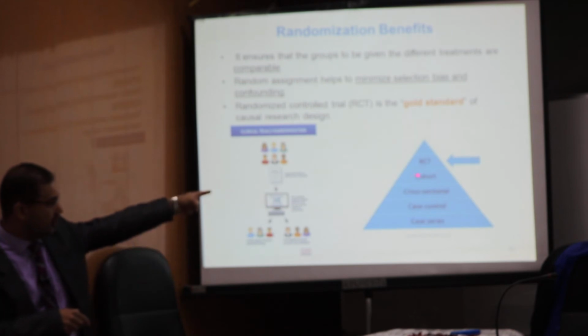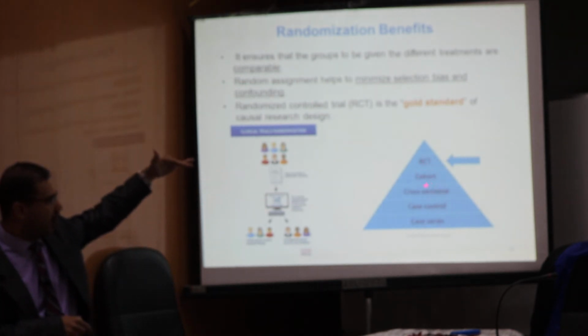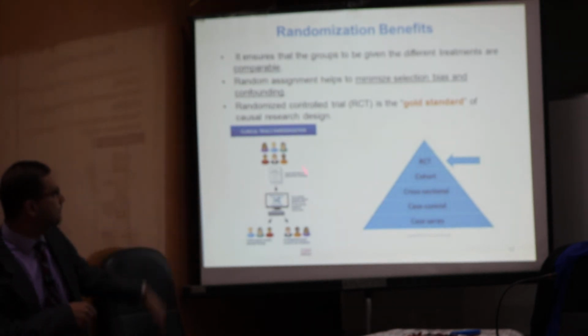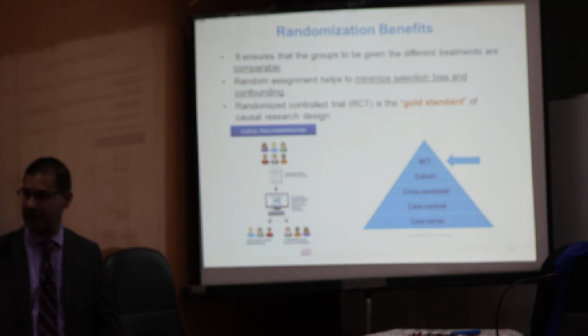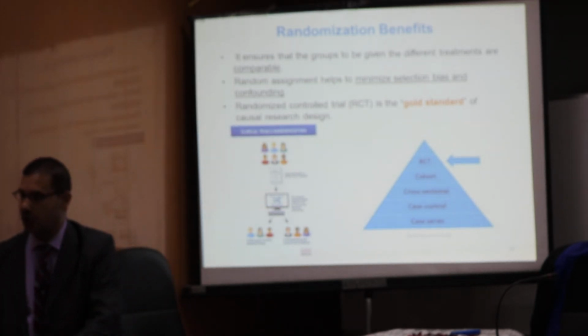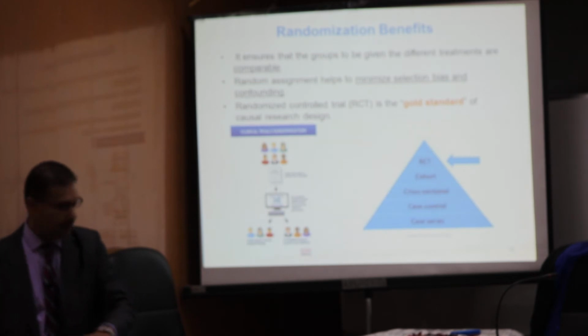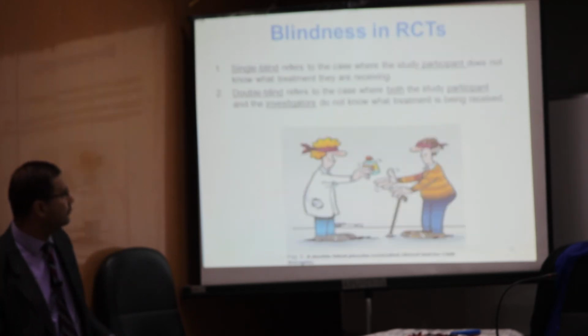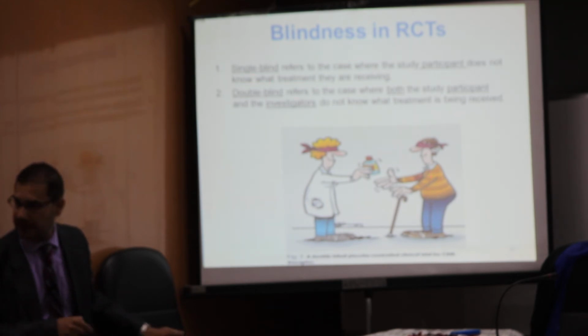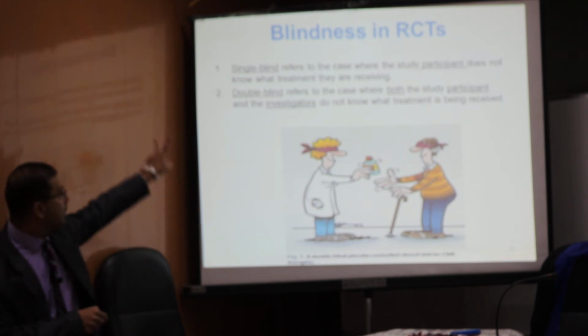So look here, the randomized control trial is on the top, then cohort, cross-sectional, case control, and case series. Randomization could be conducted by the computer, could be conducted by hand, but keep in mind, don't select those by yourself, to avoid the bias. Single blind, only the patient doesn't know if this is treatment or placebo.